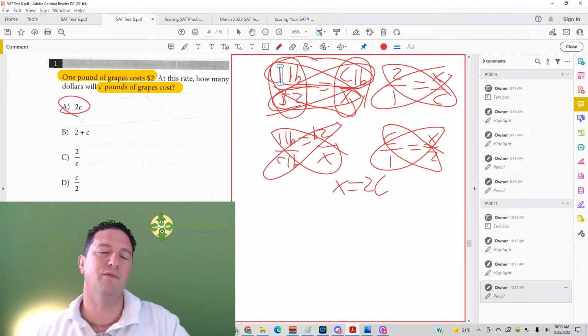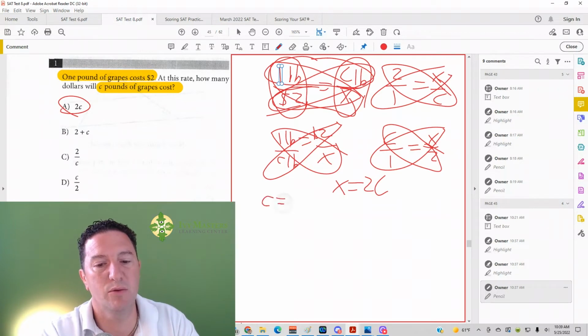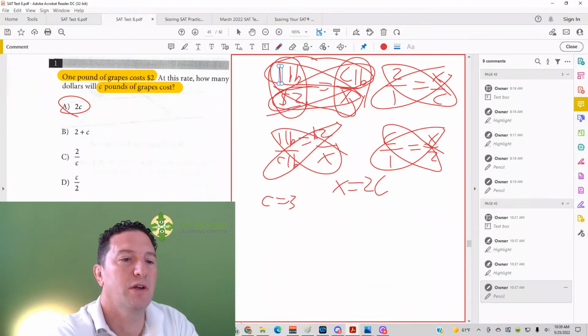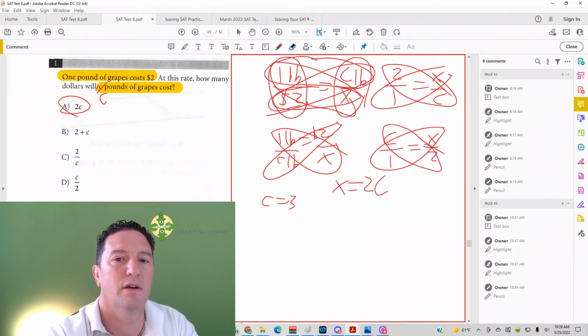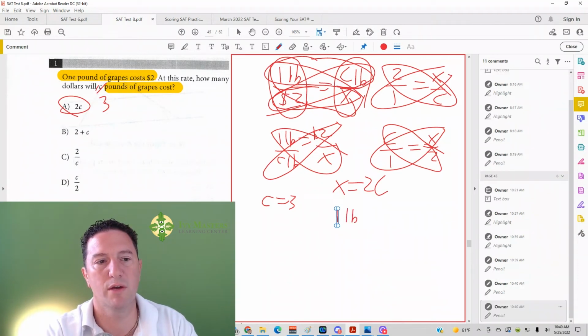Now, if this way confuses you, here's an alternative. You could pick a number for C. Let's say C equals 3. In that case, read with 3 in place of your C. So 1 pound of grapes costs $2. At this rate, how many dollars will 3 pounds cost? So you could write 3 pounds. And there you could see that if 1 pound costs $2, 3 pounds is gonna cost $6.